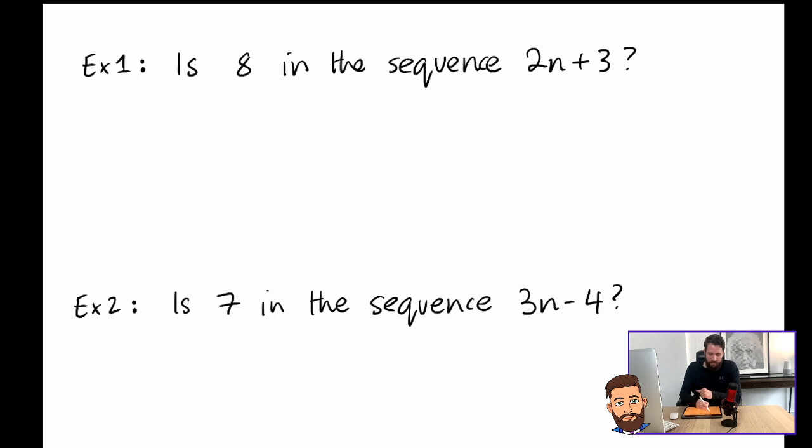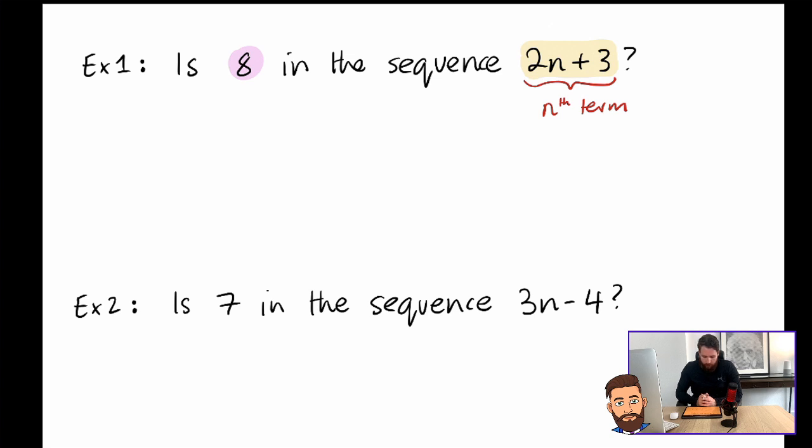I've asked, is 8 in the sequence 2n plus 3? So here, they haven't given you a sequence. They've actually made things easier for you because they've given you this. And you should straight away recognize this as the nth term. 2n plus 3 is the nth term of a sequence. And 8 is the number that they're asking you to find whether it is in this sequence or not.